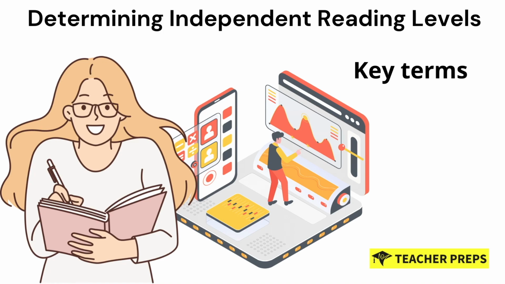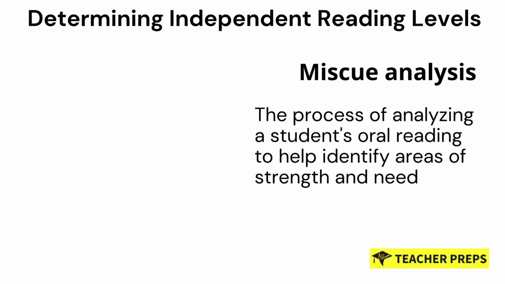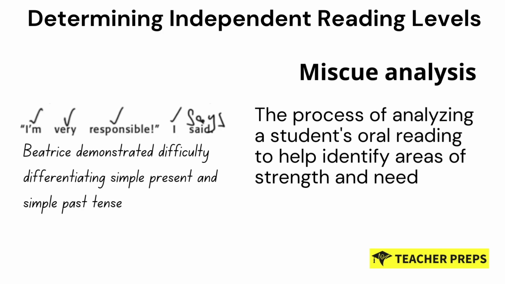Now, let's go over a few key terms you can expect to see on your exam. Miscue analysis is the process of analyzing a student's oral reading to help identify the student's areas of strengths and needs so that the teacher can provide data based instruction, knowing which skills are most important for that student to work on. For example, this student demonstrated difficulty differentiating simple present and simple past tense.